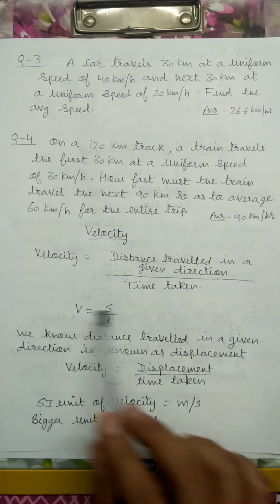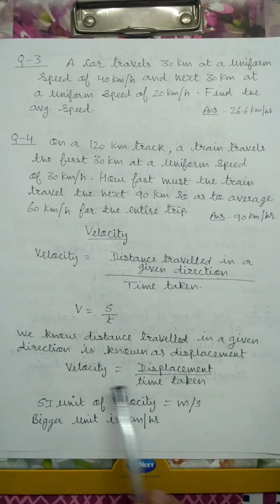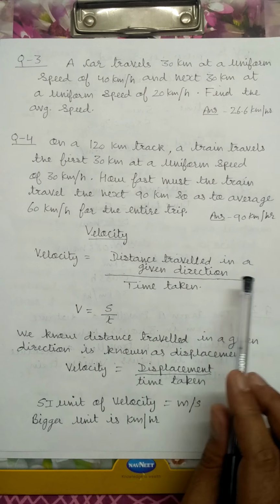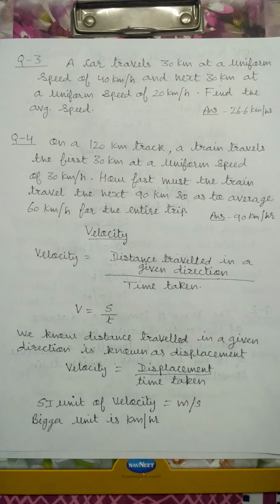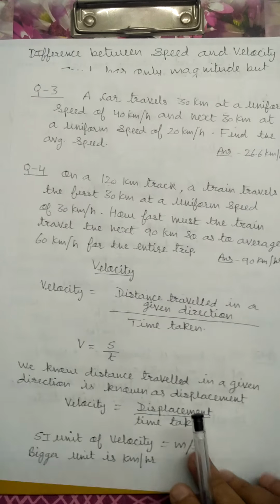So we can rewrite this equation as velocity is equal to displacement upon time, since distance traveled in a given direction is displacement. Now the SI unit of velocity is meter per second. This is the same as the unit of speed. Now the bigger unit is kilometer per hour.